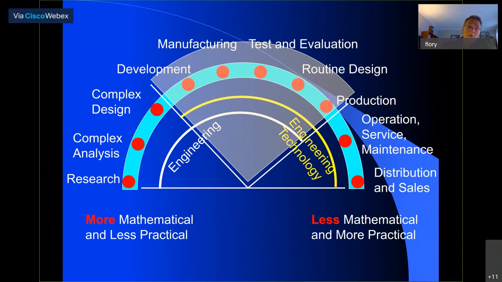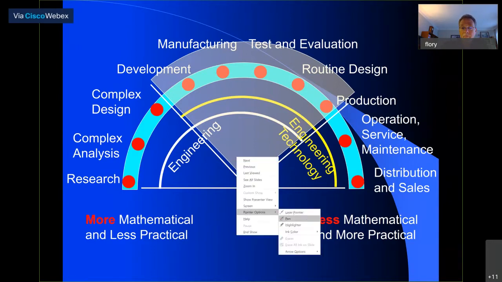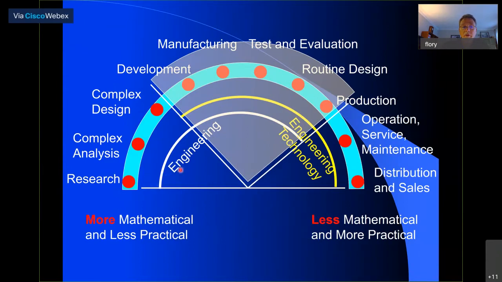So on the left hand, we see right here, let me see, I have a pointer here. We have this arc, which is in white, which represents engineering. And that arc swings all the way from research probably over to the production area. Now, if we go over all the way to the right and we look at the yellow arc, it starts at the distribution and sales and comes all the way over to between development and complex design.